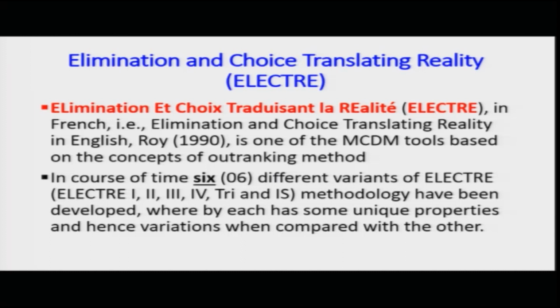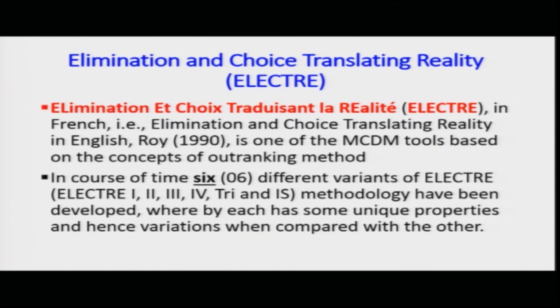In course of time, six different... I have not finished the first bullet point. So, ELECTRE is the elimination and choice translating reality, which is in English. It was developed by a Frenchman, Roy, in the 1960s, when trying to analyze huge projects where decisions were both subjective and objective, to arrive at a rational decision in trying to rank projects where different criteria and different alternatives were utilized. It is one of the MCDM tools based on the concept of the outranking method.